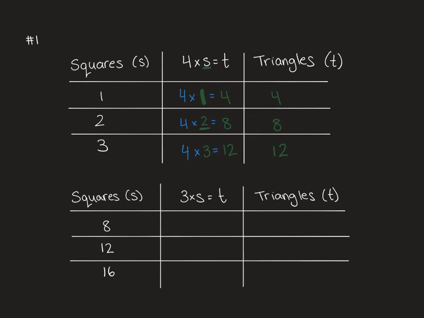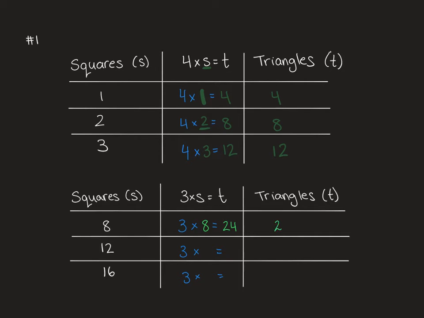Now, one thing you'll have to watch for some of these examples is that they might change the number of squares. They might not all be 1, 2, 3. So you'll need to pay attention to that. So if we look at our formula, we can start again by putting in everything that's not a variable. So it'll always be 3 times something equals something. So 3 times the number of squares equals triangles. And if we look at this first one here, our squares are 8. So 3 times 8 is 24.